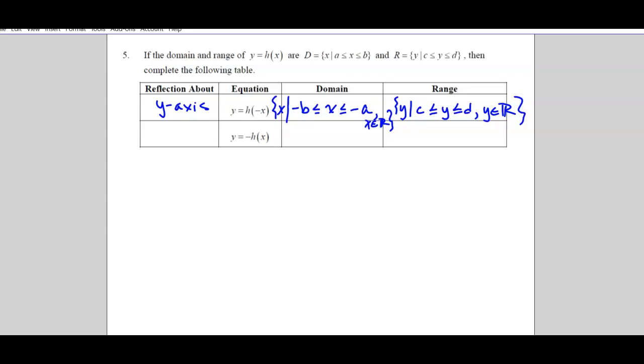Then this one is reflection in the x-axis. So now the domain isn't changing, but the range is. c becomes -c, d becomes -d.